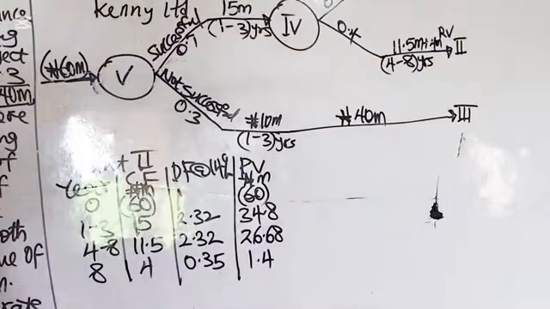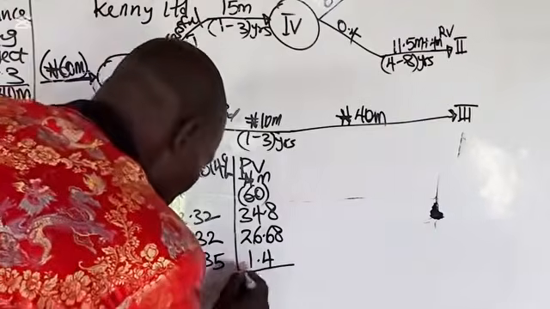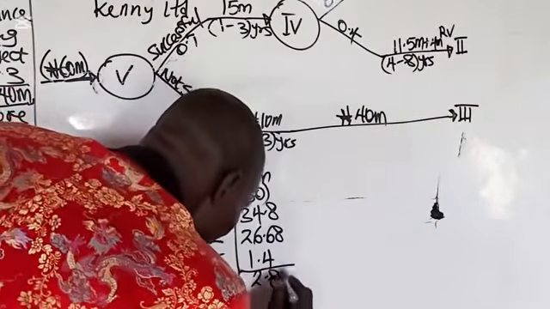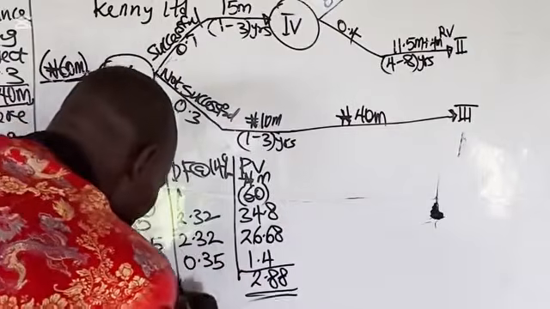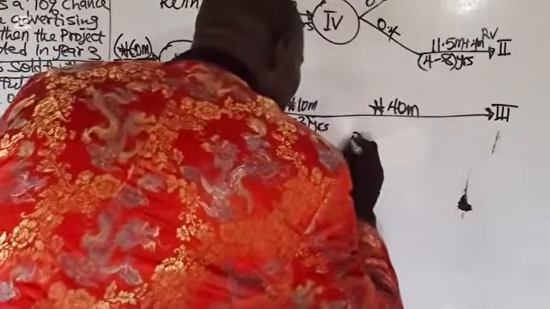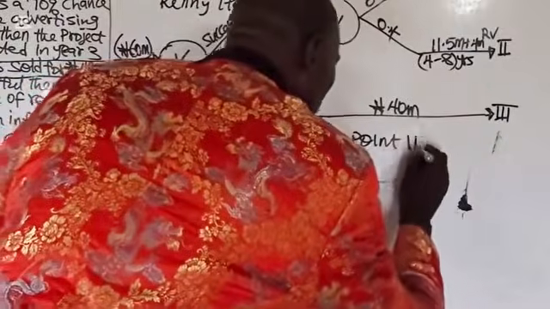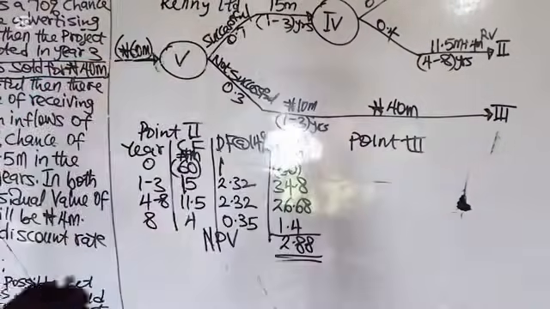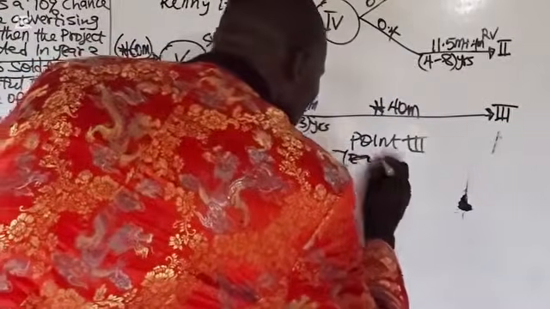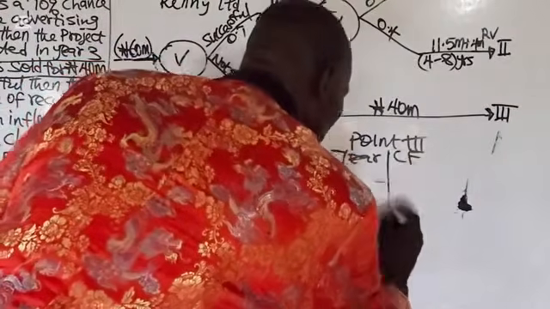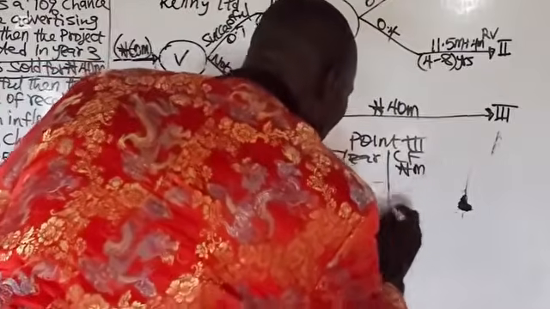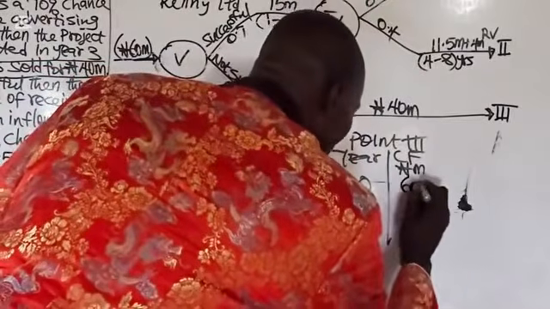So if you sum them up, then you have 2.88. That is the net present value. Point 3. So we have year and cash flows. Amount is in million naira. Year 0, we have the outlay of 60 million.